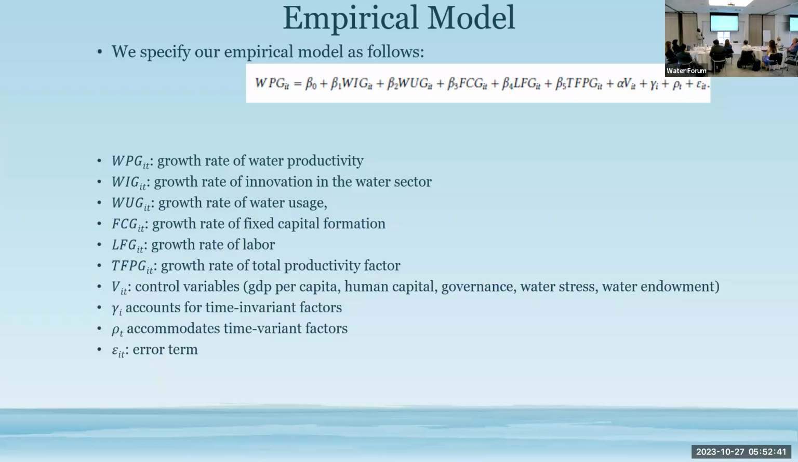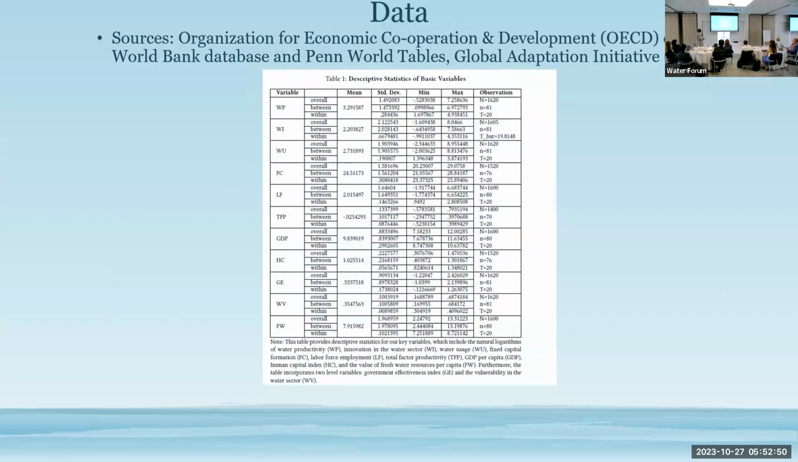And of course, it's up there. And then we also use models that account for time-variant factors. Forgive me if you cannot quite see the numbers here, but this is just the summary statistics. We use data from the OECD database, the World Bank database, Penn World Tables, and the Global Adaptation Initiative from Notre Dame University.